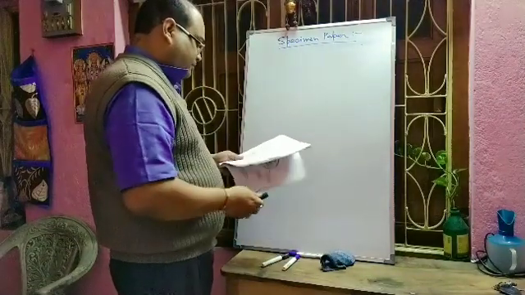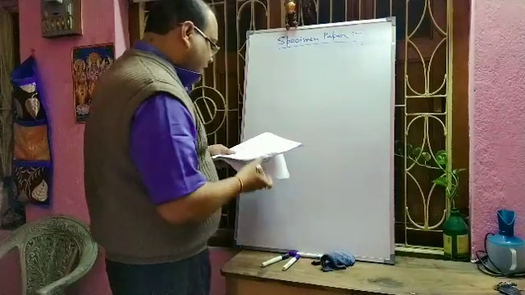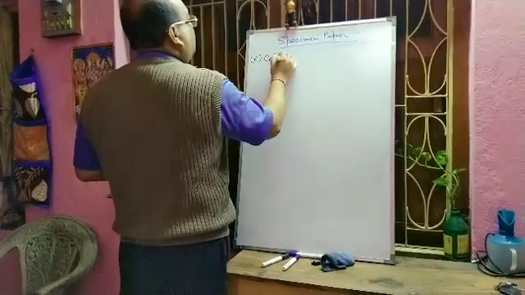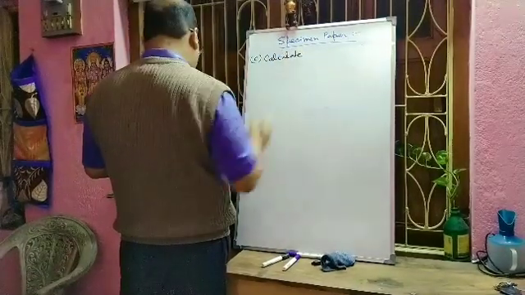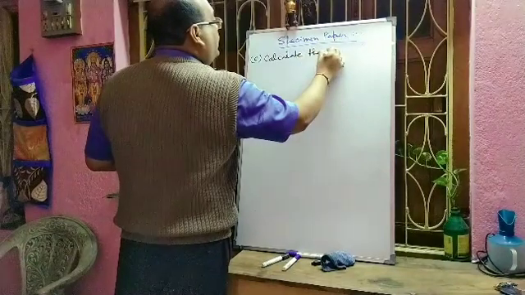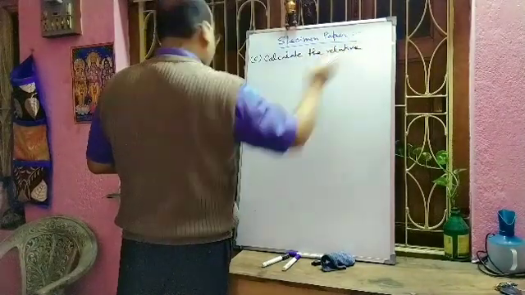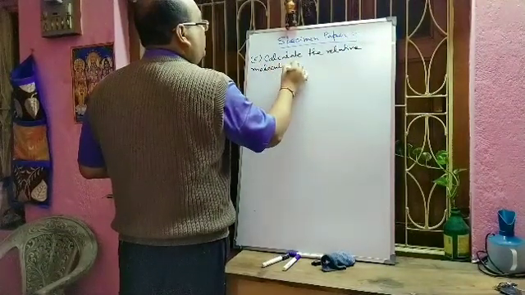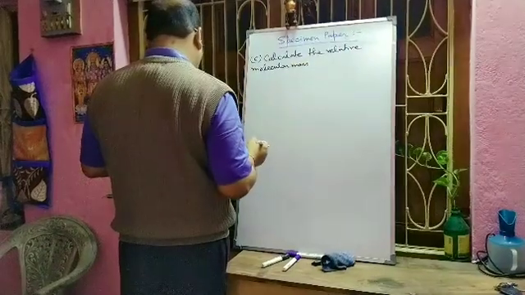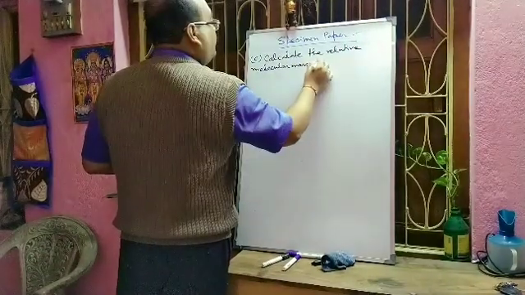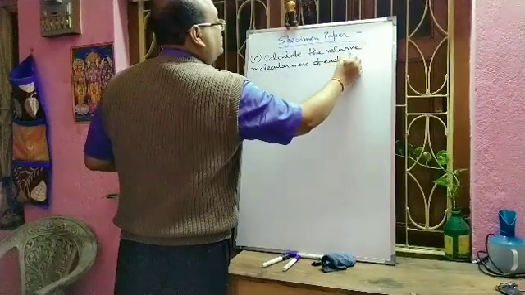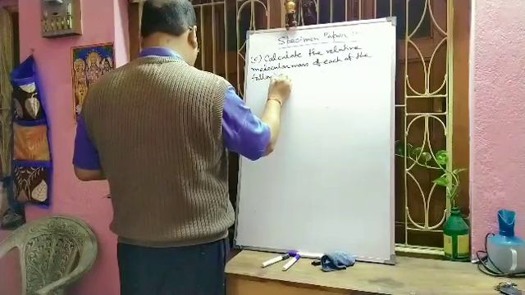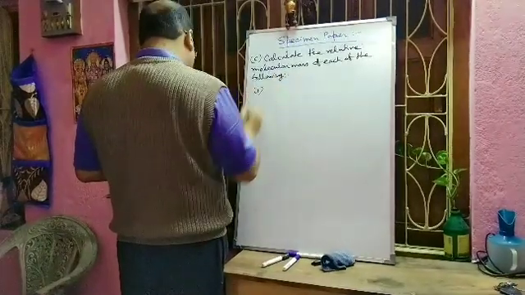Next question. Next question is given, calculate the relative molecular mass of each of the following. First one is given, ammonium dichromate.